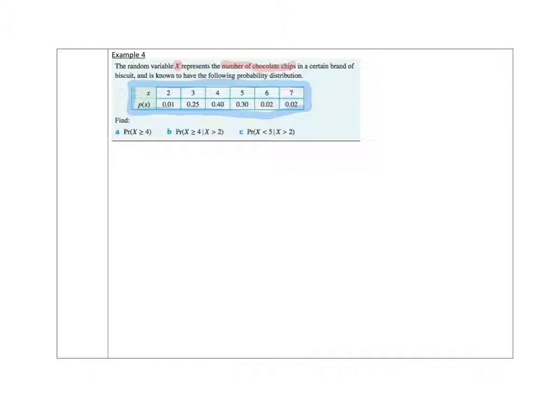Part A is relatively straightforward. It says find the probability that x is greater than or equal to 4. What I'm after, and we might do this in black, is everything that's here. So all that I'm required to do is add up everything that's inside those squares. The probability that x is greater than or equal to 4 is equal to 0.4 plus 0.3 plus 0.02 plus 0.02, and so we end up with 0.74.